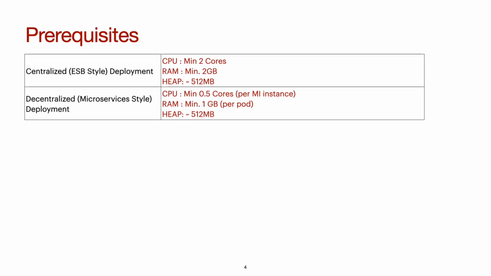Now let's see some of the prerequisites required for the deployment purpose. For centralized ESB style, we would require minimum 2-core CPU with 2 GB RAM and 512 MB of heap size. For containerized, or we would say the microservices style, we would require on a per pod basis minimum 0.5 cores or 500 millicores, 1 GB RAM and 512 MB of heap size.